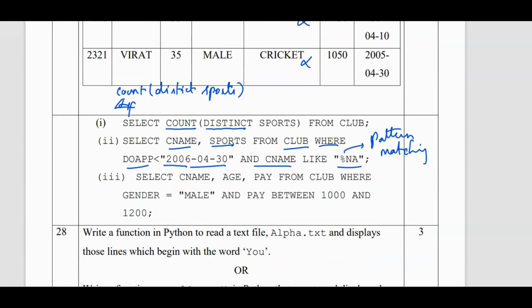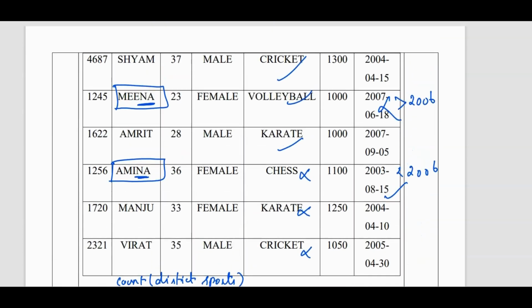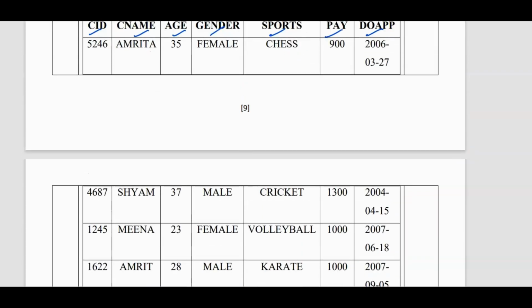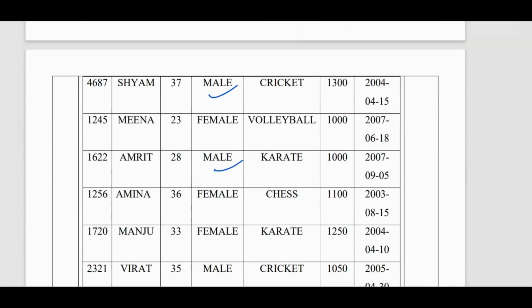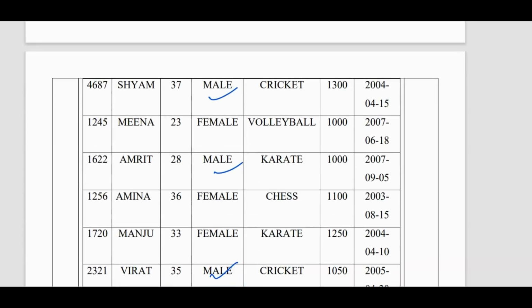The next question: select CNAME, age, pay from club where gender is equal to male and the pay between 1000 and 1200. Okay, so there are two conditions given here. The gender is equal to male, and the next condition is the pay between 1000 and 1200. First let us see the gender is equal to male. How many persons are male here? Let us check now. Under male, we have 1, 2 and 3. We have 3 with gender as male.